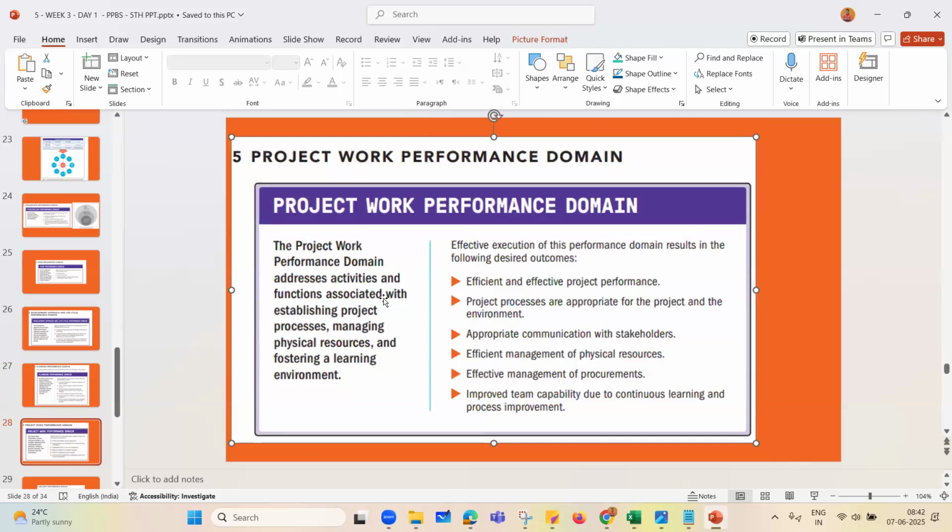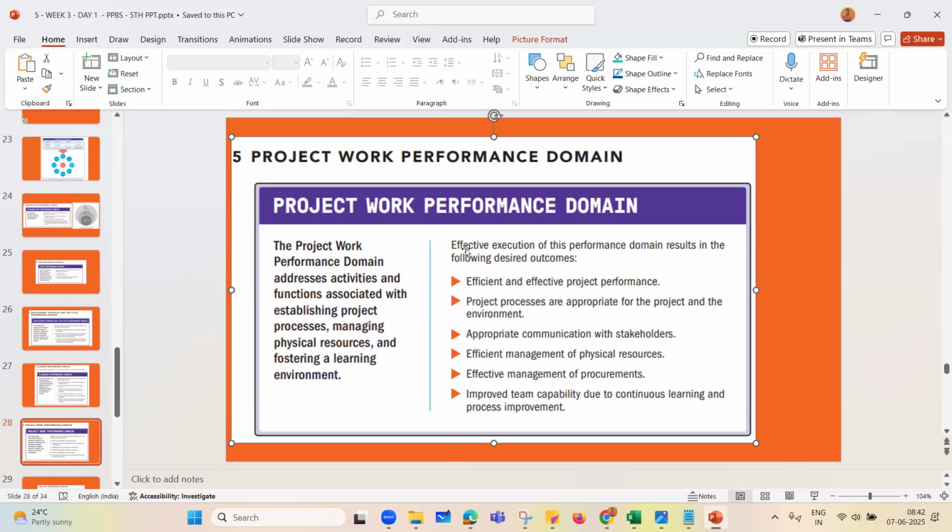This addresses activities and functions associated with establishing project processes, managing physical resources and fostering a learning environment. It means the purpose over here becomes executing the project work as planned and managing the changes coming ahead. And for that you have the backup already well before in hand, and you are applying the empirical processes. What processes, everyone? Empirical processes. And what is the meaning behind empirical process? Based on observation, learn from experience and implement it, and see the new result. With me so far, everyone?